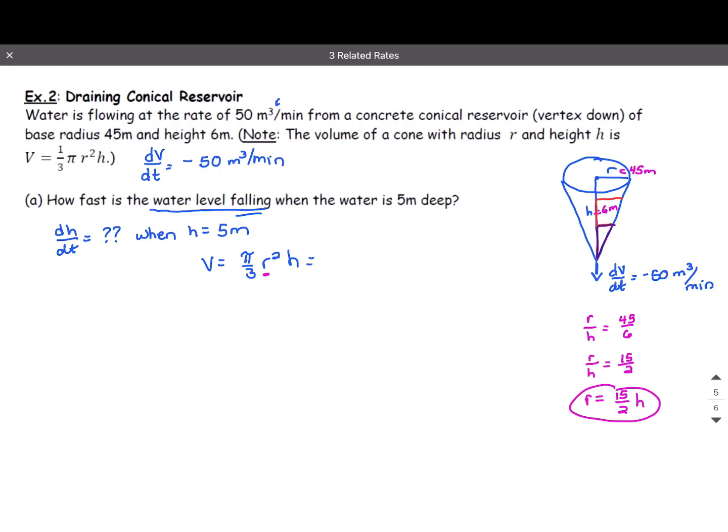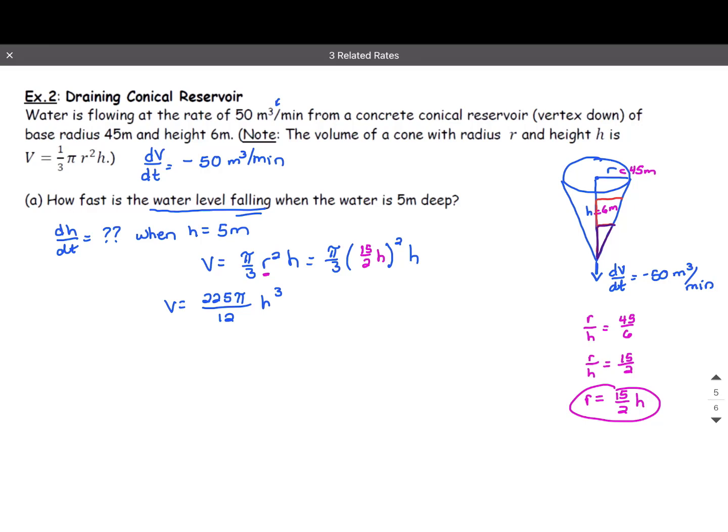And we're going to take this and replace it in that volume formula. So this means that our volume is pi over 3 times r, which is 15 over 2 h, and remember, we're squaring that radius, times h. So now we know that our volume is, let's see, if I square 15, that's 225. I have pi, 2 squared is 4 times 3 is 12. And h squared times h is h cubed. There's my new volume formula with only the height.